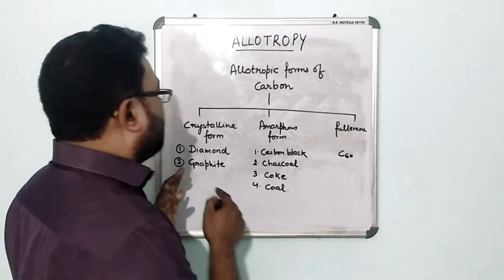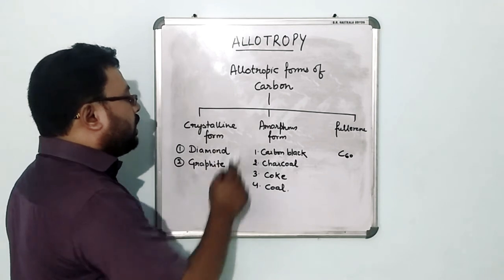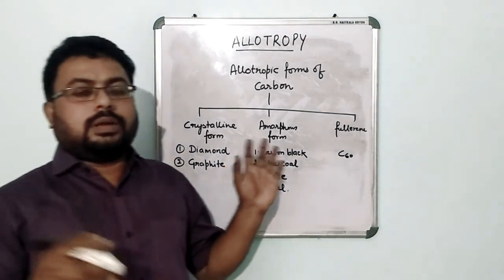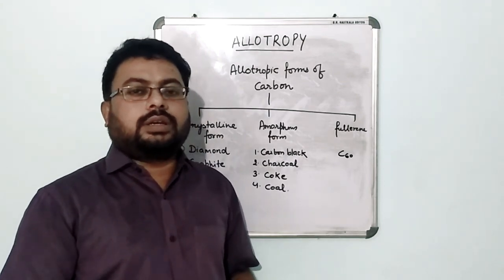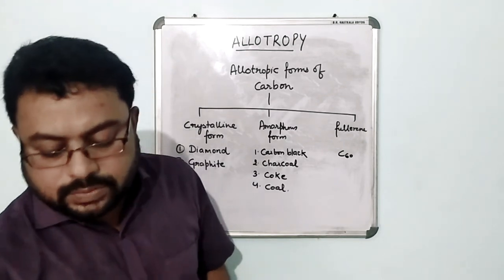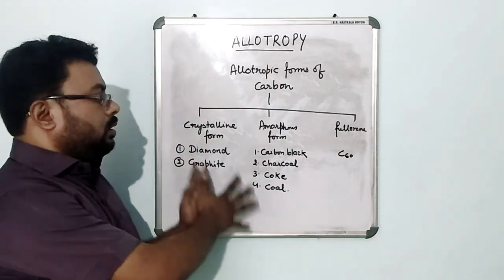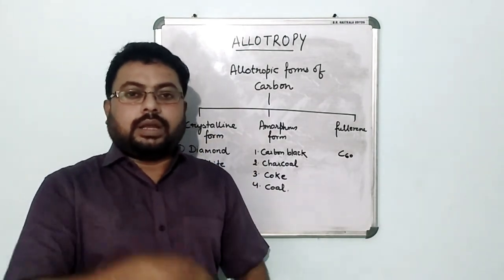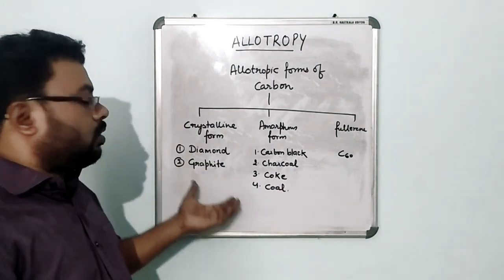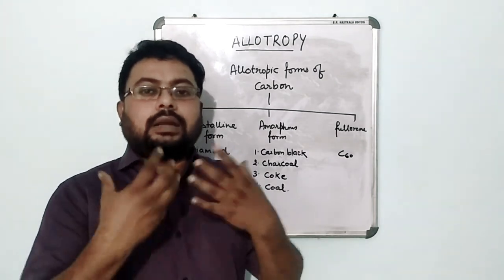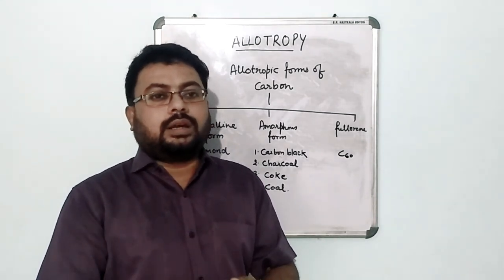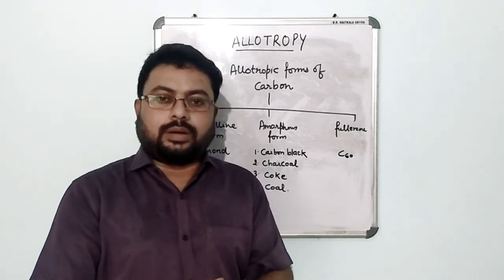Now in your syllabus you have to study the crystalline form. There will be a comparative study on the crystalline form of carbon. So today's video I am just winding up over here. In my next video I will be talking about the crystalline form of carbon, diamond and graphite, and we will be doing a comparative study of both the different allotropic forms of carbon. Fine.